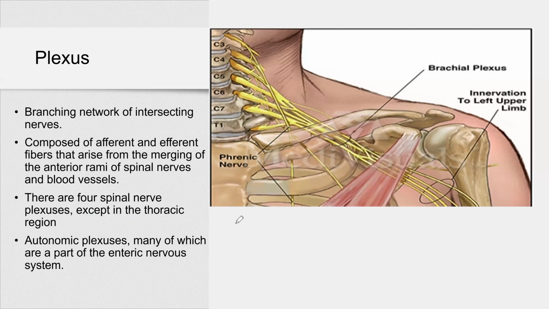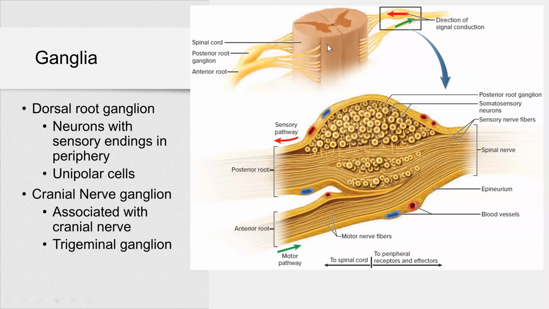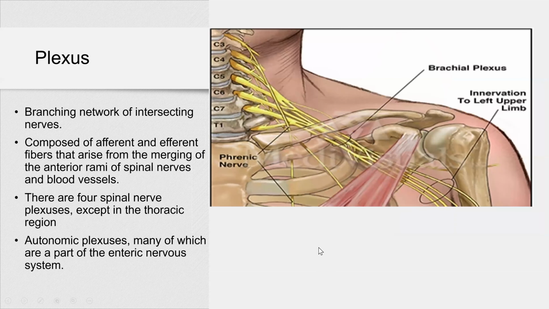But so far, we need to understand at this point that from the spinal cord, we have 2 roots that come together forming spinal nerves. Those spinal nerves then branch into posterior and anterior rami, and the anterior rami form an interlacing network of nerve fibers, and that network is called a plexus. We have the cervical plexus, brachial plexus, lumbar plexus, sacral plexus, but we do not have plexuses in the thoracic region.